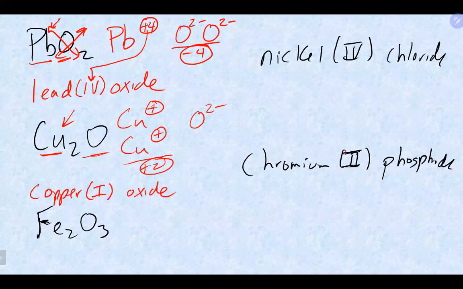So once again, the Roman numeral goes for the charge, not how many you got going on there. And that should be copper Roman numeral 1 oxide. Question on that one there?